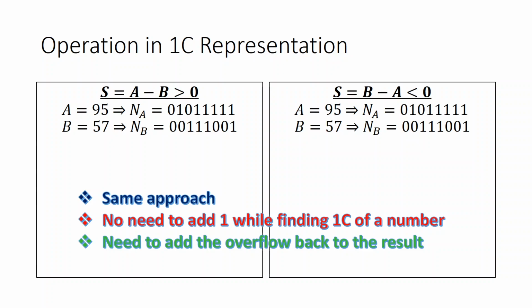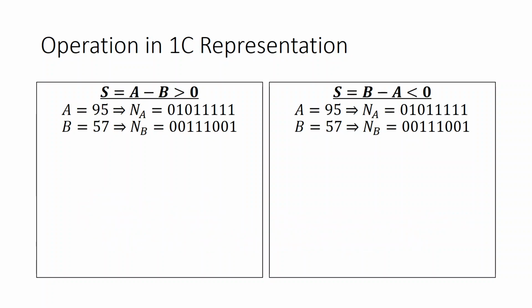The overflow that we were discarding in 2's complement operation, in 1's complement we need to add back to the result if there is an overflow. If there is no overflow, there is no adding it, of course. If there is an overflow, we have to add it back to the result. So these are the two differences, and let me show you the operation.